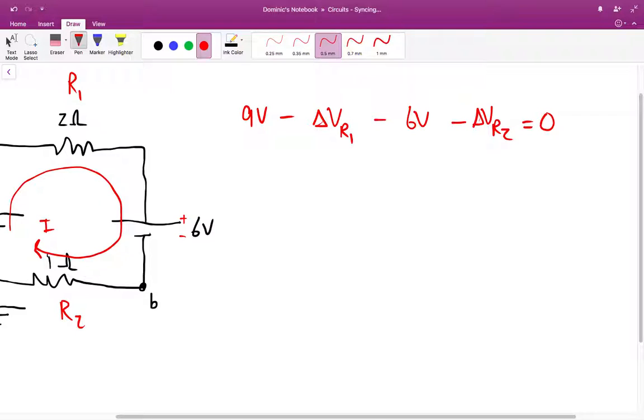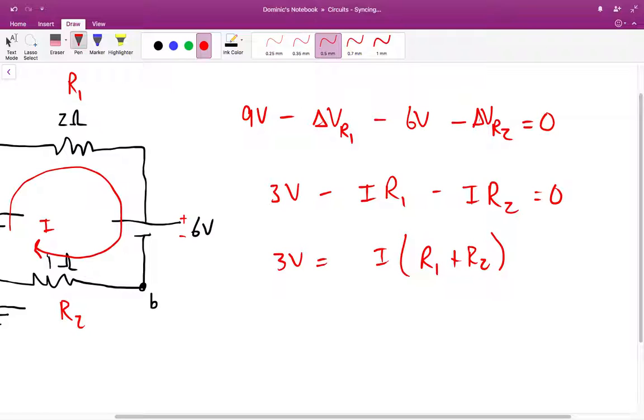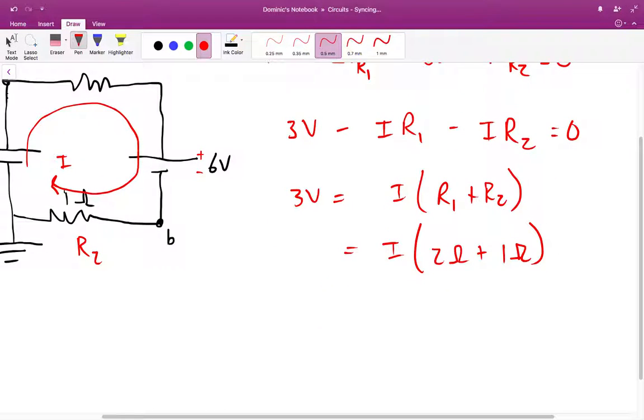So I'm going to combine the 9 volt and the 6 volt to give us 3 volts. And then delta V of R1, that's going to be minus I, the current, times R1. And then we are going to have minus I times the resistance of resistor 2, so R2. And so this should equal 0. And then I'll add the I R1 and I R2 to the other side. So we have 3 volts equals I times R1 plus R2. R1 is 2 ohms plus R2 is 1 ohm. And so we get 3 volts equals I times 3 ohms. And so solving for I, we get 1 amp.